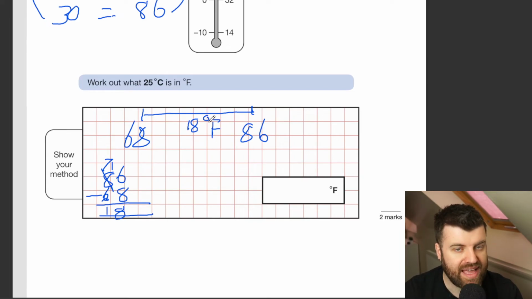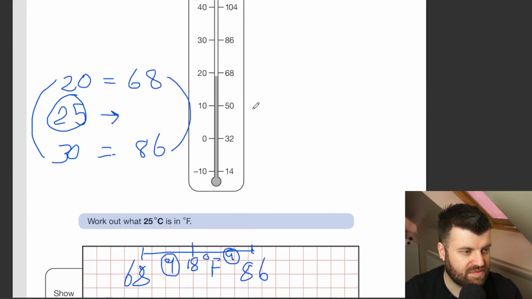But to find halfway, we need to half that difference, obviously. So half of 18 is 9. We have 9 that side and 9 this side. And the last thing we do then is 68 plus 9, which gets us 77 degrees Fahrenheit, must be the halfway point for 25 degrees C.